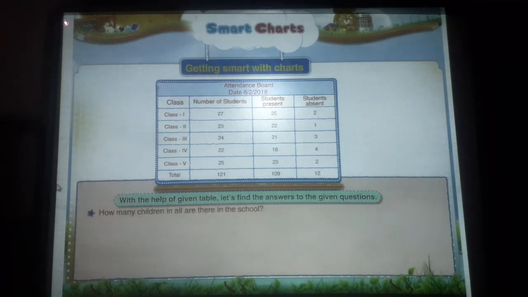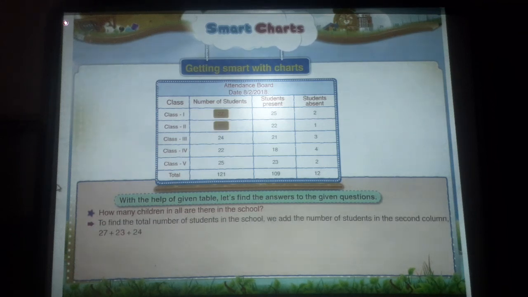How many children in all are there in the school? To find the total number of students in the school, we add the number of students in the second column, that is 27 plus 23 plus 24 plus 22 plus 25. That is equal to 121. So, in all, there are 121 students in the school.